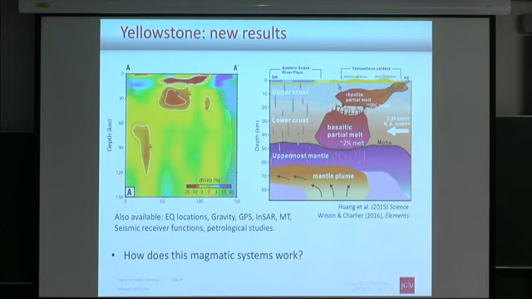We have a lot of data available. We know earthquake locations, we have gravity data, GPS data, InSAR data, magnetotelluric, seismic receiver functions, and we have a lot of petrological studies. So all of that data is available, but there are no real dynamic models for this particular system. So I think one way forward could be to try and develop more realistic lithospheric scale models of this system and see for which models we can actually fit the data.